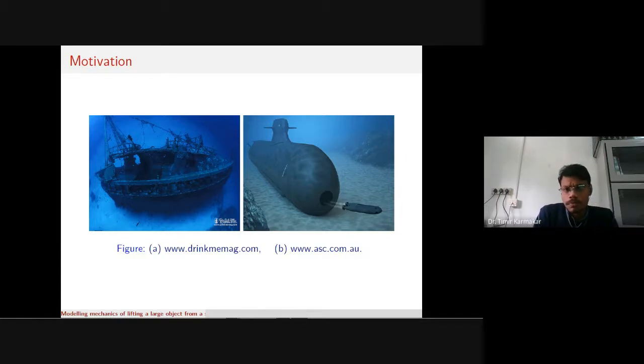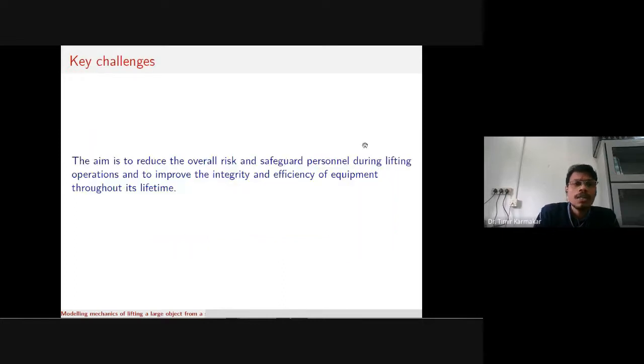Now, what are the key challenges? As I discussed, our aim will always be to reduce the overall risk and safeguard personnel during the lifting operation, and also to improve the integrity and efficiency of the equipment throughout its lifetime.